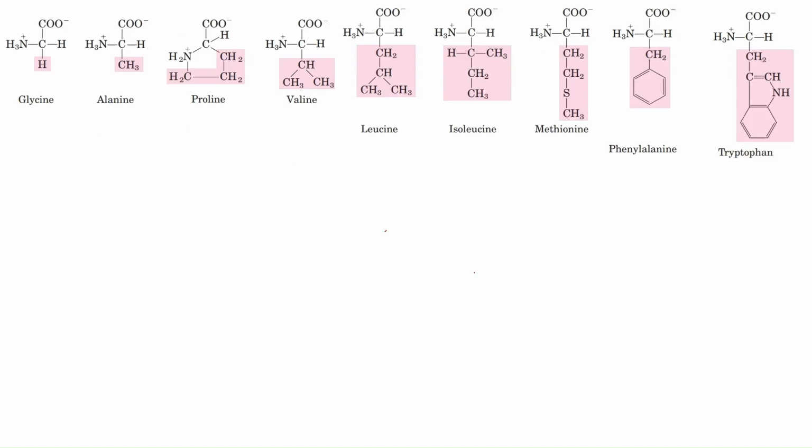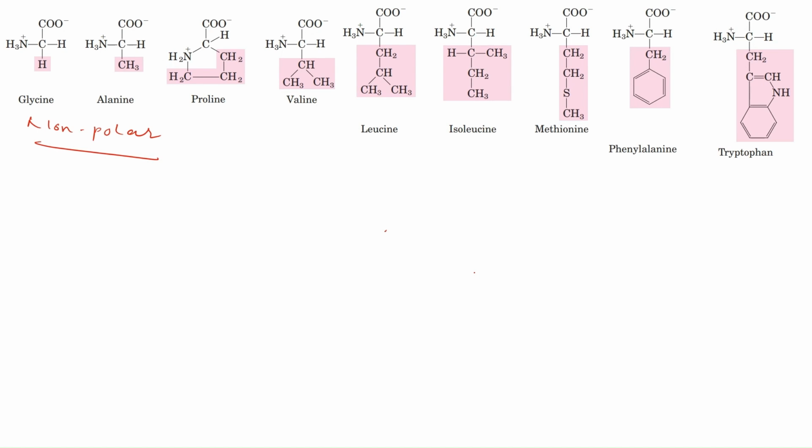Now let's study the structures of different amino acids found in a biological system. This is the first group of amino acids, which come under amino acids with non-polar side chains. The R groups present in these amino acids are of non-polar nature. Therefore, these amino acids are categorized as non-polar side chain amino acids. What are these amino acids? Glycine, alanine, proline, valine, leucine, isoleucine, methionine, phenylalanine, and tryptophan.